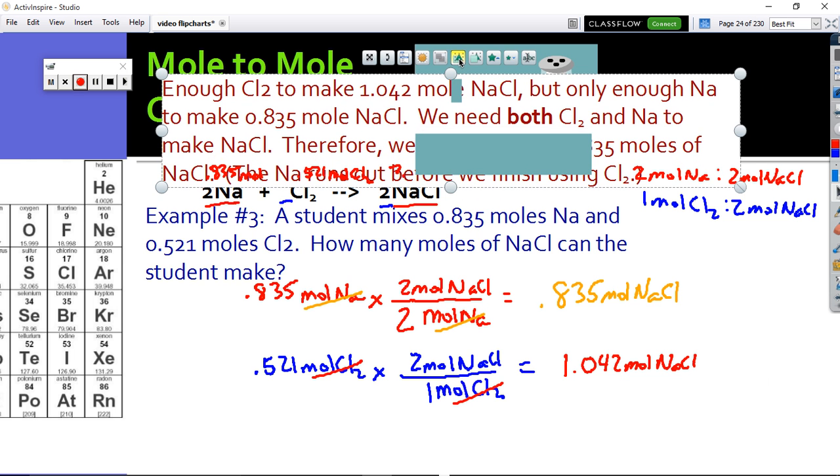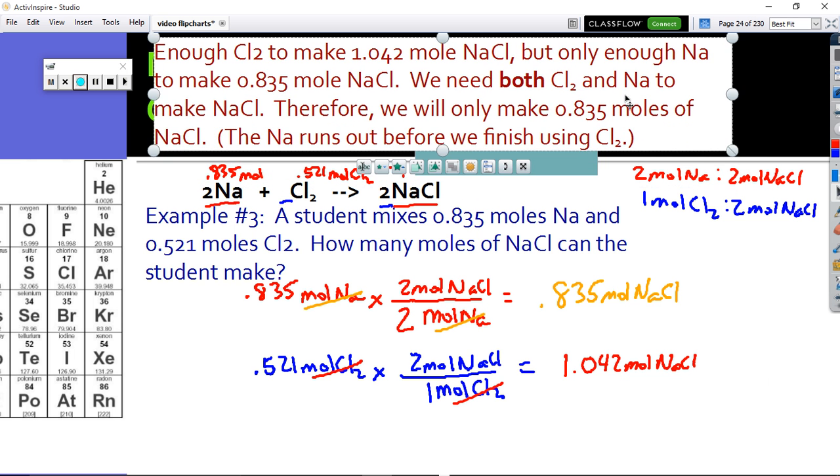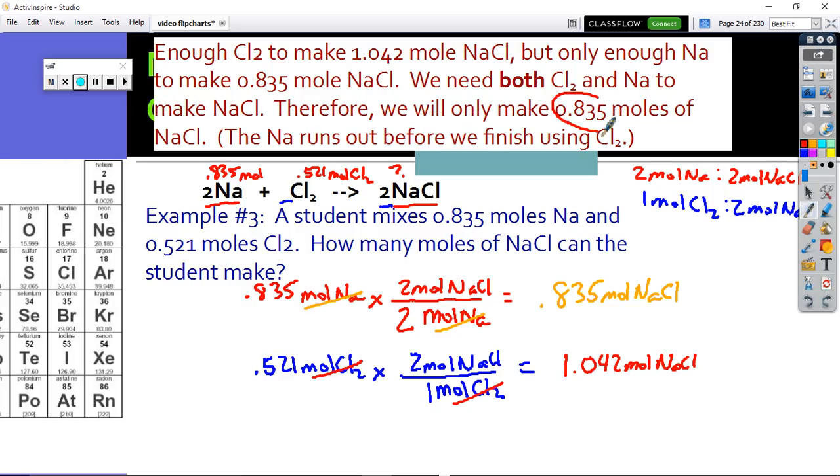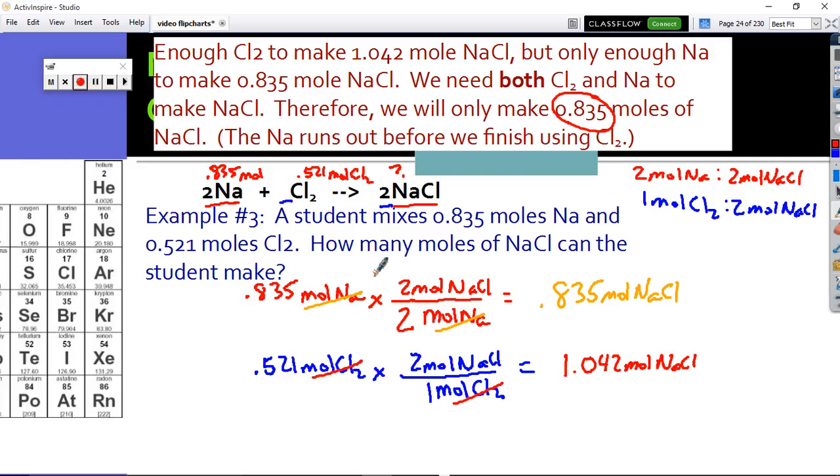Since I have enough chlorine to make 1.042 moles, but only enough sodium to make 0.835 moles, and I need both of them to make NaCl, I'm only going to make the 0.835 moles of sodium chloride. In other words, sodium is going to run out before I'm done using the chlorine. This is very similar to what happens in your home. If you're trying to make sandwiches and you run out of bread, it doesn't matter how much ham you have left to make your sandwich. The same thing is true here. Do both your reactants and see which one makes less. The one that makes less is how much you actually make.